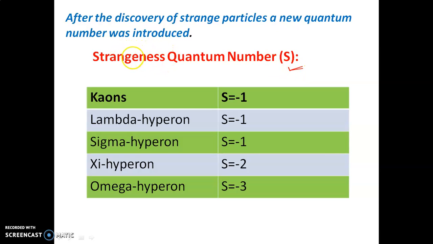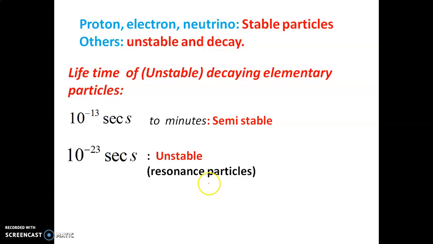This quantum number is possessed only by strange particles. So only strange particles possess the strangeness quantum number S. These are the values. Kaons have a value of -1, lambda hyperon also has -1, sigma hyperon has -1, xi hyperon has -2, and omega hyperon has a value of -3. So this is one more piece of information that I would like to share with you.